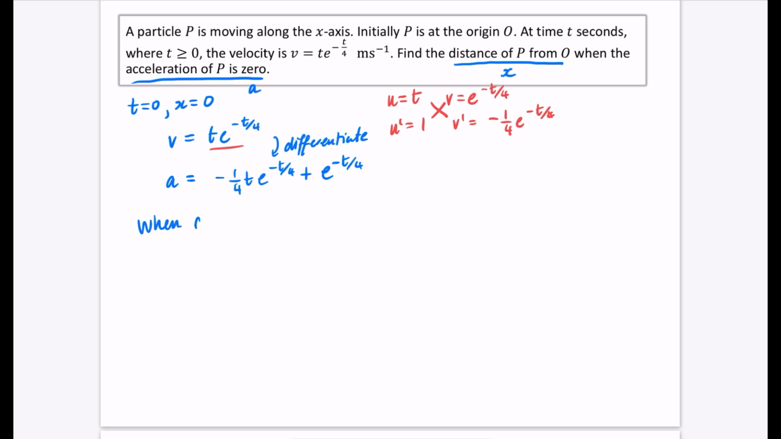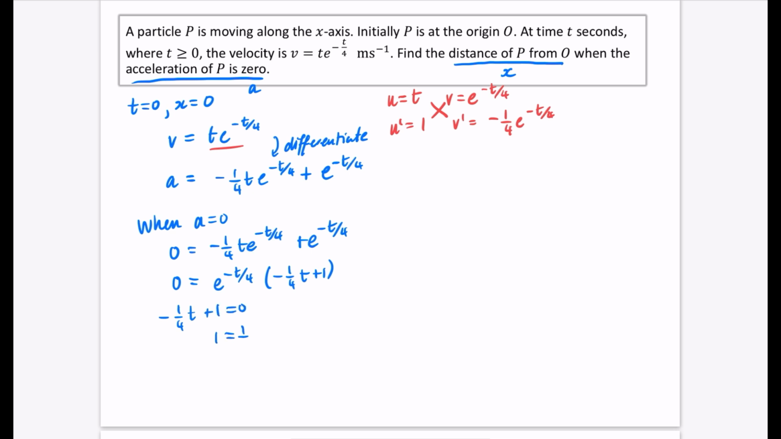So when the acceleration is equal to 0, I get 0 equals minus a quarter t, e to the minus t over 4, plus e to the minus t over 4. I'm just going to factorize. I'll take out e to the minus t over 4 as a factor. That's minus a quarter t plus 1. This thing obviously can never be equal to 0, so I need that thing to be equal to 0. So I get minus a quarter t plus 1 equals 0, or 1 equals a quarter t, or t equals 4.